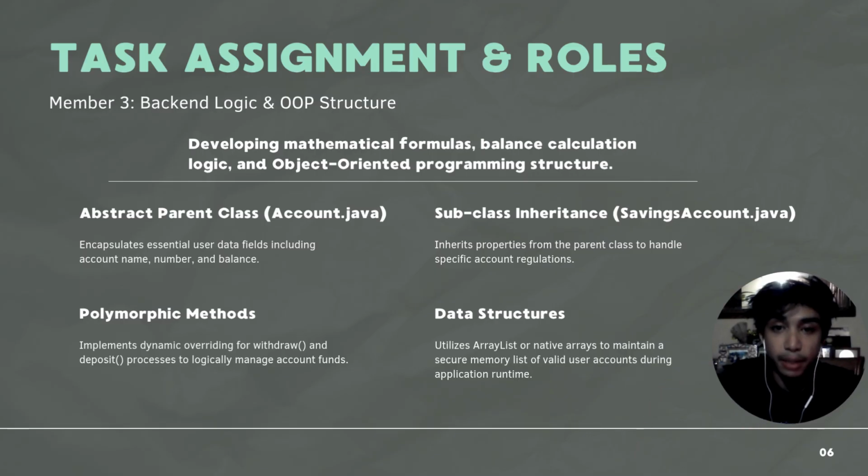First, we use an abstract parent class called Account.java, which stores essential user information such as account name, account number, and balance. Next, through subclass inheritance, the SavingAccount.java class inherits properties from the parent class to handle specific rules for savings accounts. We also apply polymorphism by overriding the withdrawal and deposit methods. This allows the system to dynamically manage account transactions in a logical and flexible way.